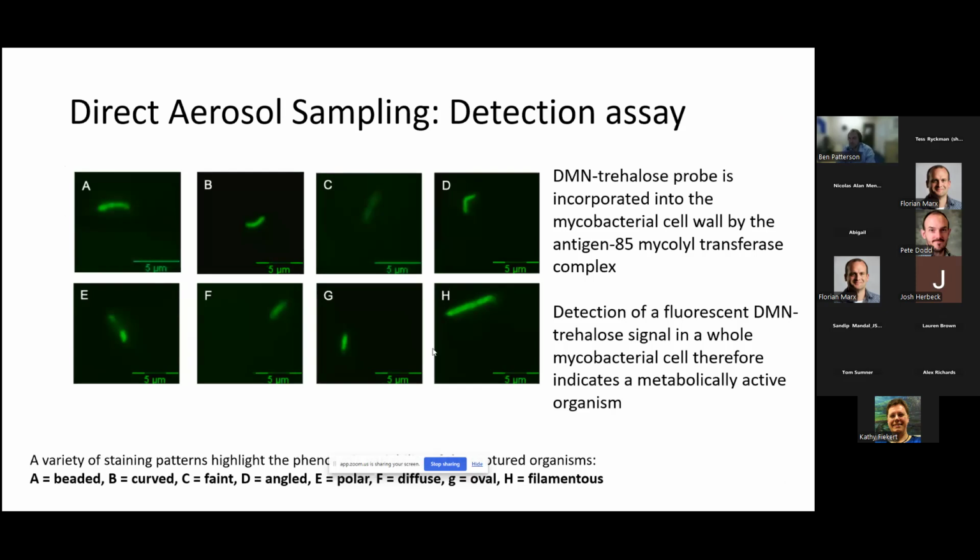It's incorporated into the mycobacterial cell wall, but that process is an active one. So you have to be a metabolically active organism in order to put this fluorescent dye into the cell wall. And then once it's in a lipid environment, you get about 1,000-fold increase in fluorescence. So some technical advantages: you don't need a wash step, but also you only light up and fluoresce organisms that are at least viable enough to be able to take up the dye.